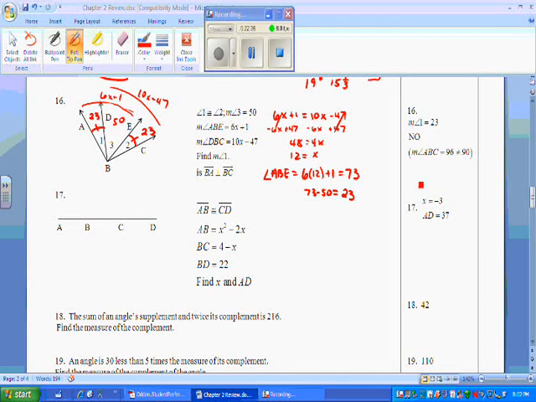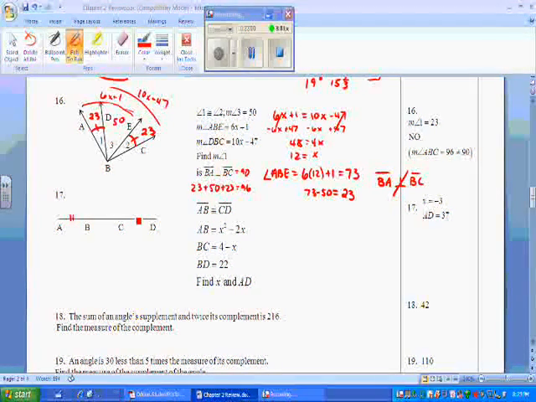So the measure of angle 1 is equal to 23, and then we want to know, is BA perpendicular to BC? Well, if they are perpendicular, they have to equal 90, and you can take 23 plus 50 plus 23, which equals 96. So BA is not perpendicular to BC.